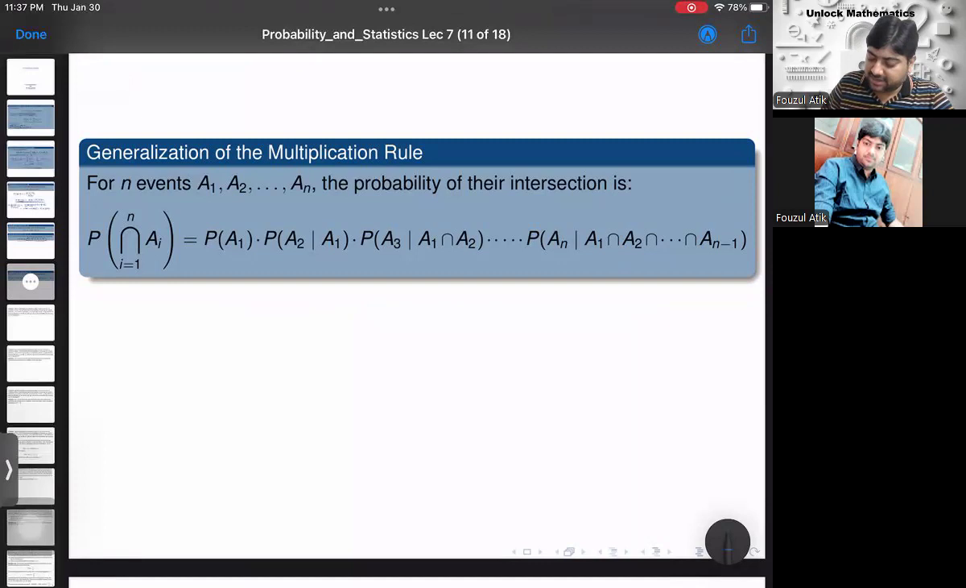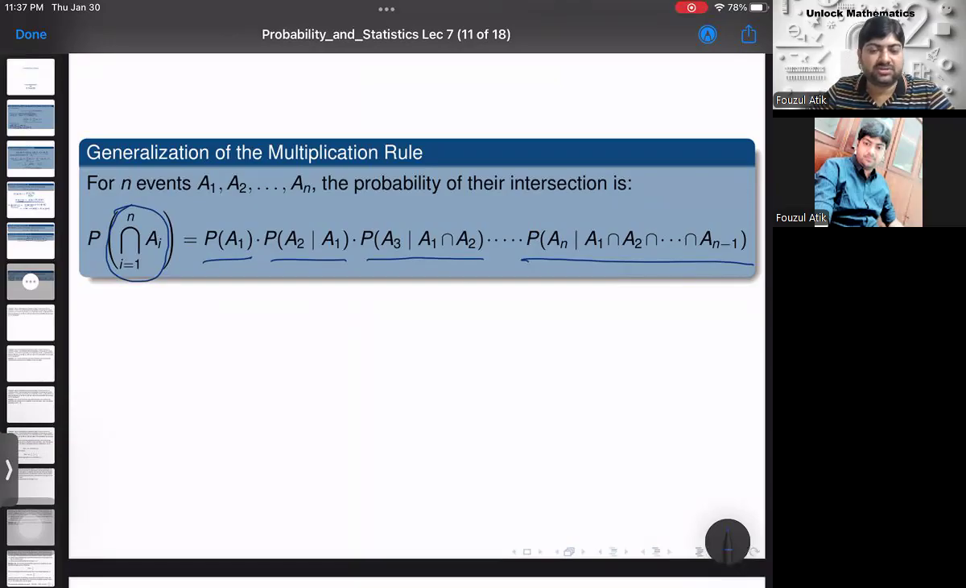So if we have n number of events and if we take the intersection, so P of intersection of i equal to 1 to n, A_i, like A1 A2 An intersection, it is equal to P of A1 into P of A2 given A1 into P of A3 given A1 intersection A2. Like this you have to extend it, and finally the last term will be P of An given A1 intersection A2 intersection An minus 1.